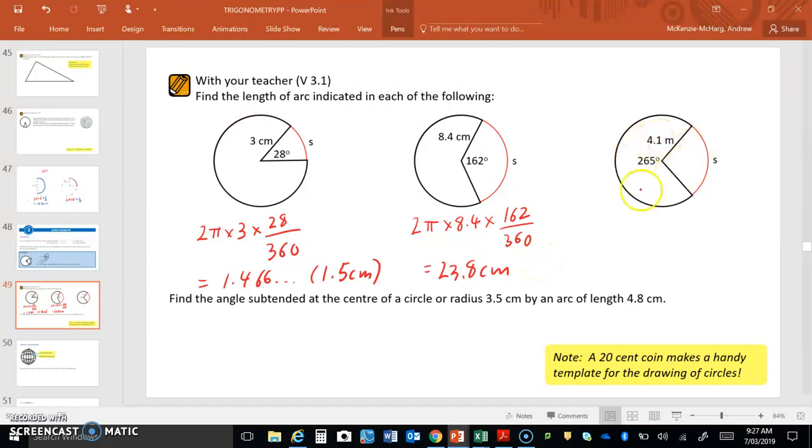Okay, now this last one here, 2 pi by 4.1 by, now, did you see the trick? Did you do 265 on 360? Because that's not right. We need this angle in here because this corresponds to that arc there. So we're actually going to use 95 degrees over here. Okay, so a bit of a tricky one there. That gives you 6.8 meters.